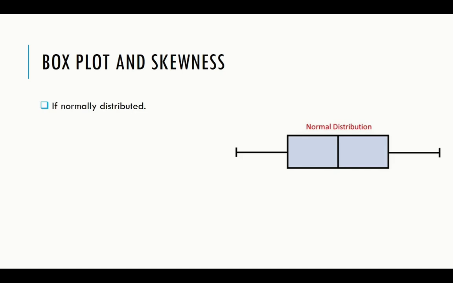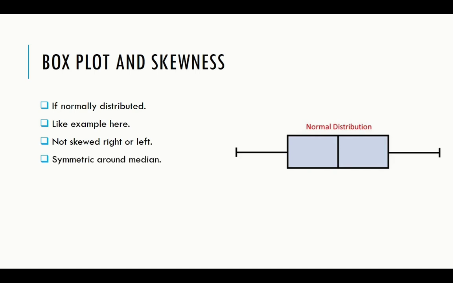So if it's normally distributed, like in this example right here, so if I have a normally distributed data set, right, it's symmetric around the mean, then I'm not going to have any skewness. We're not going to have anything skewed to the left or to the right. So look at this box plot, and we see that we have symmetry. We have symmetry in our interquartile range relative to our middle point, and we have symmetry in the length of our whiskers. So we're simply symmetric here around the median.